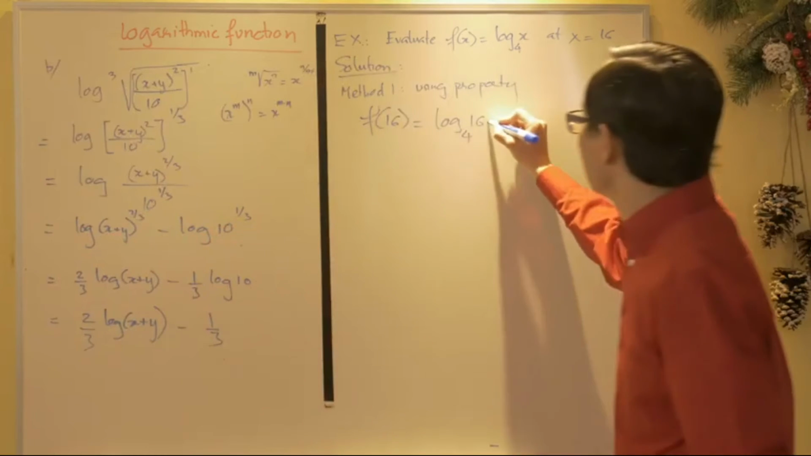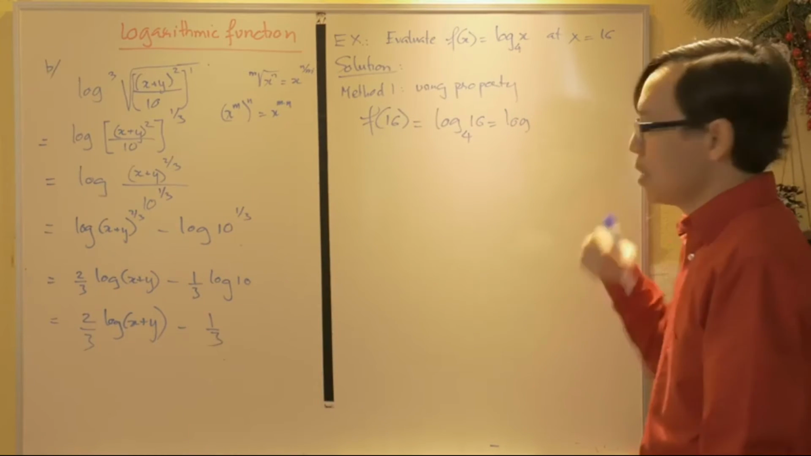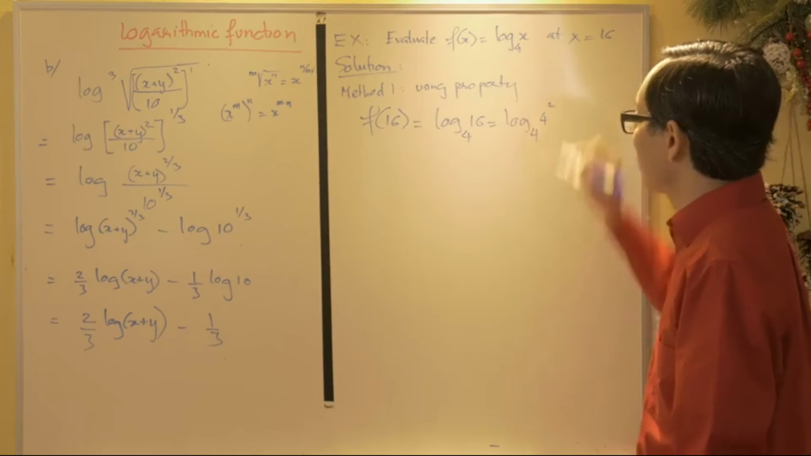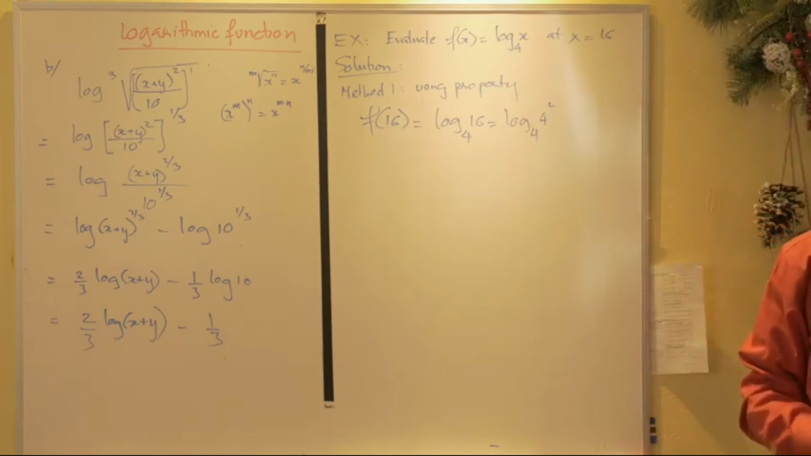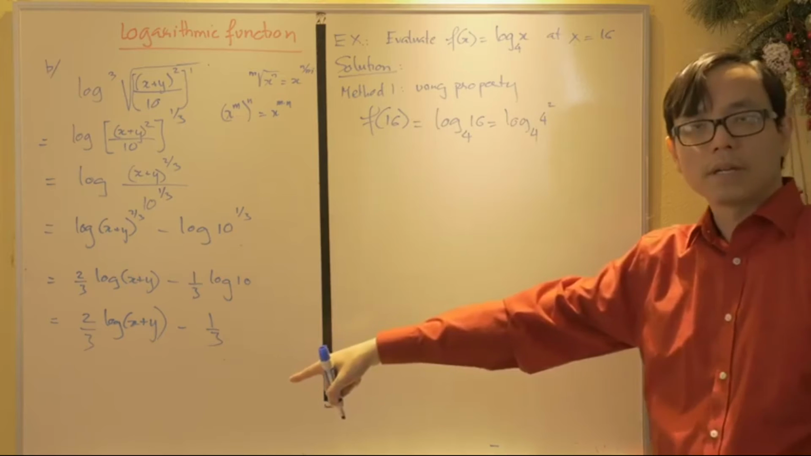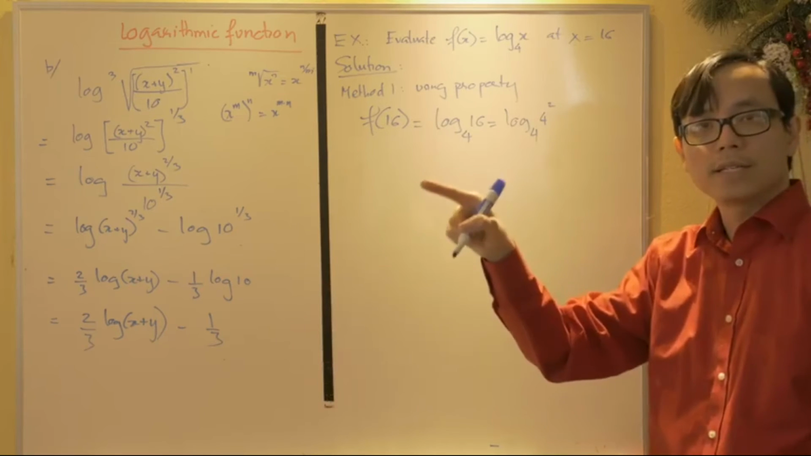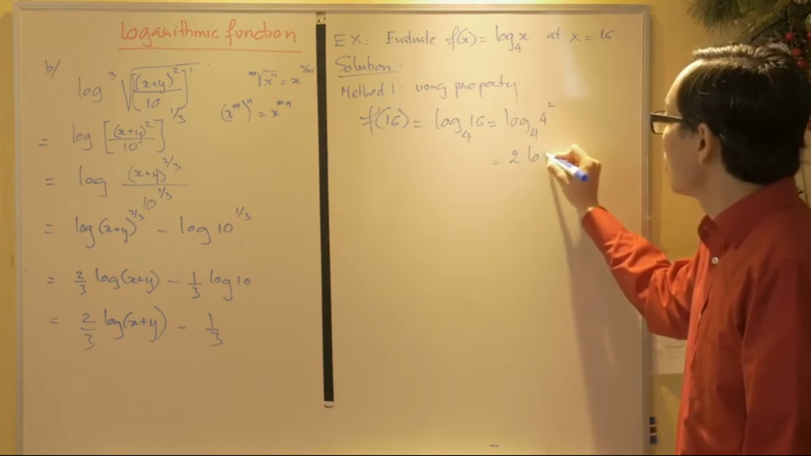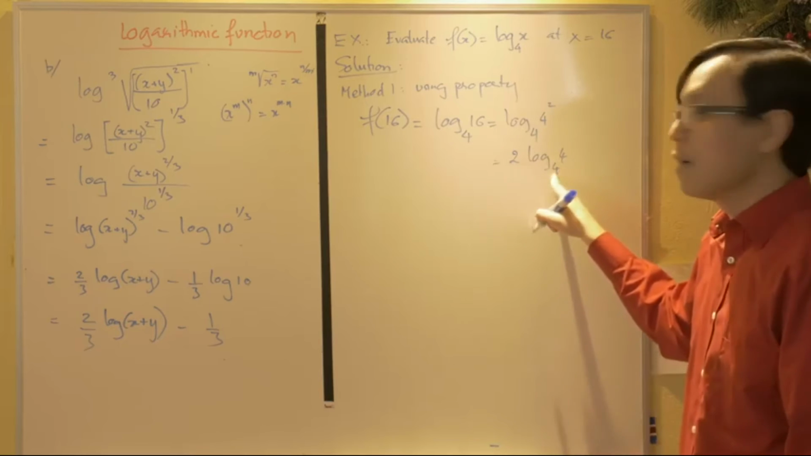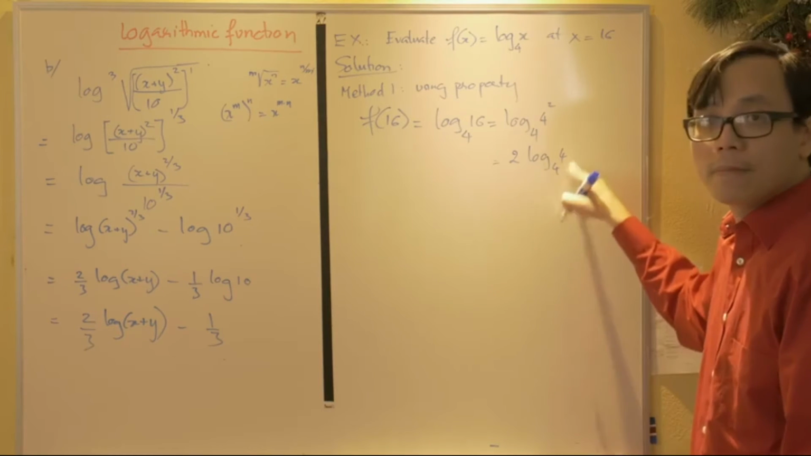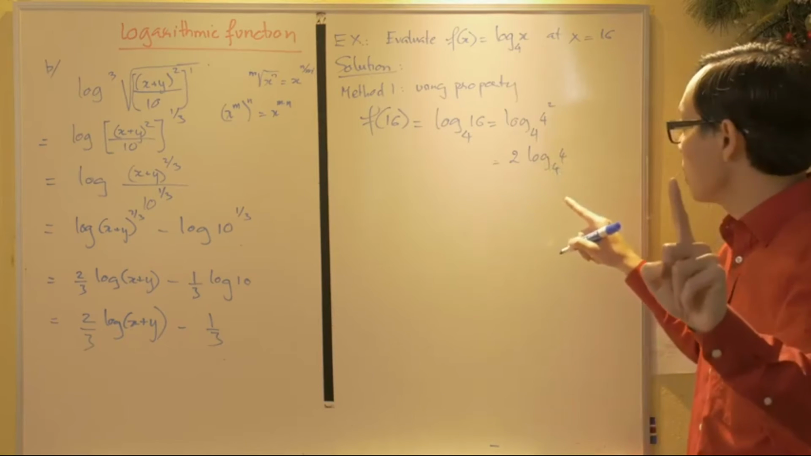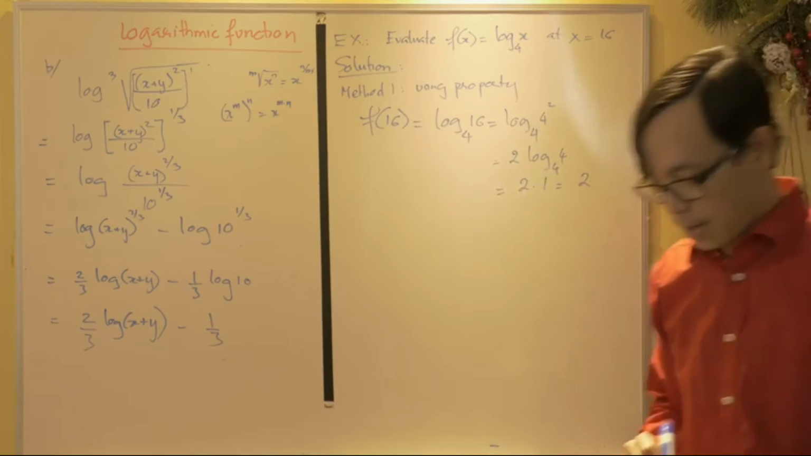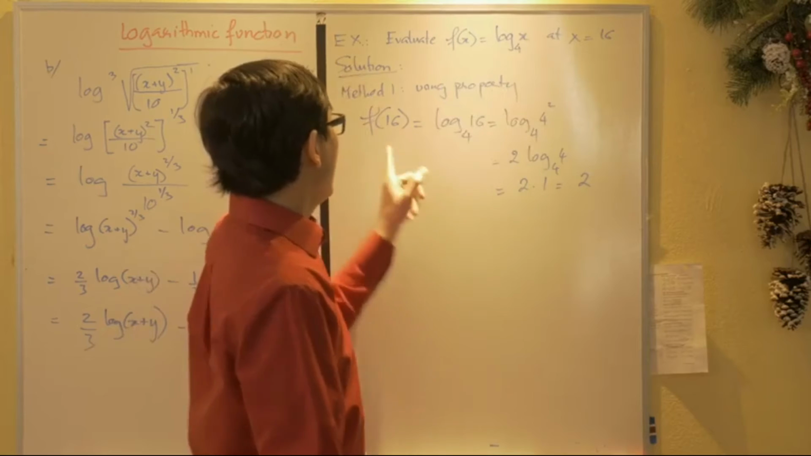So for 16, if I use the property and the old exponential formula, I can rewrite 16 as 4 squared. And remember the third property, I gave you log base b of a to the c: you can bring c to the front. So I can bring 2 to the front. It's 2 log base 4 of 4. And log base 4 of 4, since the base is the same, gives you 1. Remember, so 2 times 1 is 2. So you see that at x equal to 16, f of 16 is 2.